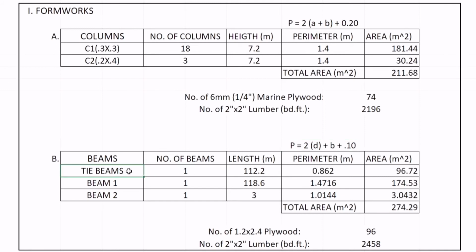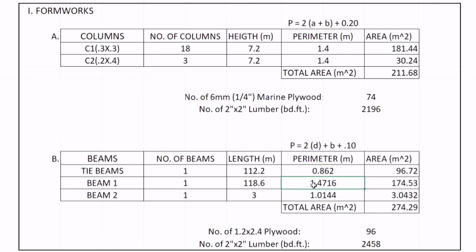So example, tie beam natin is 0.25 by 0.25 lang to. Tapos beam 1 is 10 inches by 22 inches. Yan. So 22 inches is the D and B is the 10 inches. So ayan. Substitute lang natin. For example, ito 2 times D na 0.25 plus 0.25 plus 0.1 is equals to 0.862.